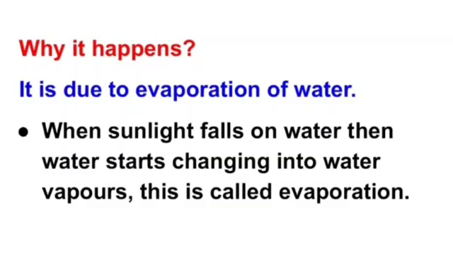And due to the evaporation of water, the water disappears from the plate which is kept under the sunlight because the sunlight falls on the water. That's why water disappears, and this is called evaporation. So what is evaporation? When water changes into water vapors, this process is called evaporation.